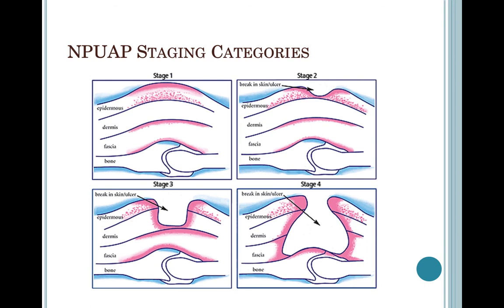A stage 4 pressure injury is full thickness. It goes all the way through the epidermis and the dermis, and it does affect the underlying tissues. So it will affect the underlying fascia, sometimes the muscle, right down to the bone.